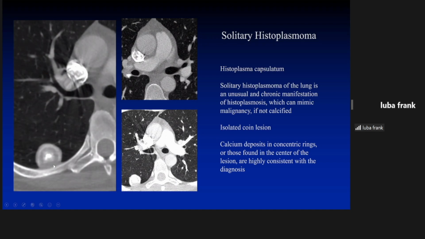So caused by Histoplasma capsulatum, it is a solitary nodule in the lung, and it's very unusual that histoplasmosis is just a single solitary nodule, and not necessarily always calcified. It can be non-calcified and then presents even more diagnostic challenge. It's called isolated coin lesion, and the calcium deposits are in concentric rings around the center of that lesion. And when we see something like this, especially when there's also a small calcified lymph node here in the hilum, the diagnosis is almost always a solitary histoplasmoma.